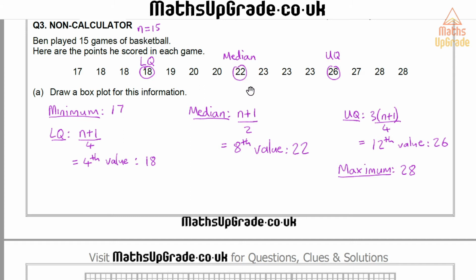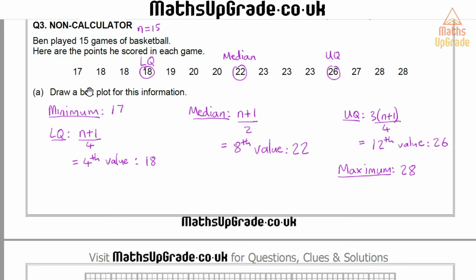In a similar way, I can find the lower quartile by doing 15 add 1 and then divide by 4 to find a quarter of those 15 games. And that's going to be the 4th value. So 1, 2, 3, 4. So the 4th value is here, and that's the lower quartile. That's 18. The upper quartile is a 3/4 value. So that's going to be the 4th value from the top. So 1, 2, 3, 4. That's 26. So the upper quartile is 26.